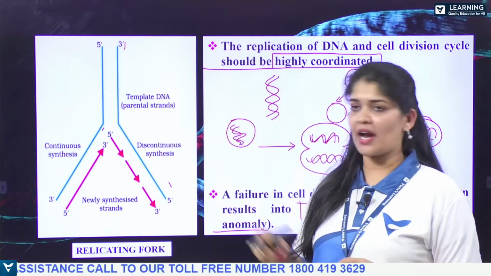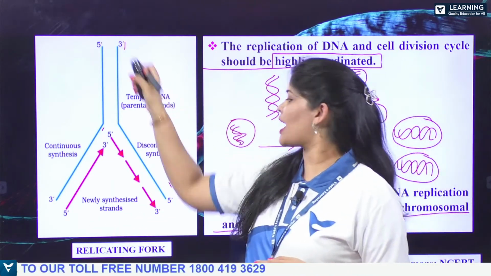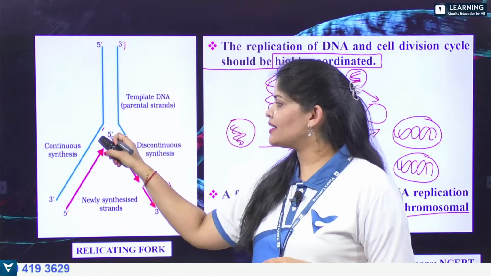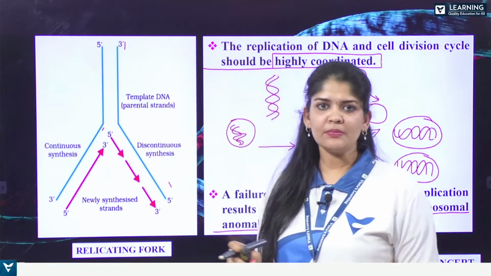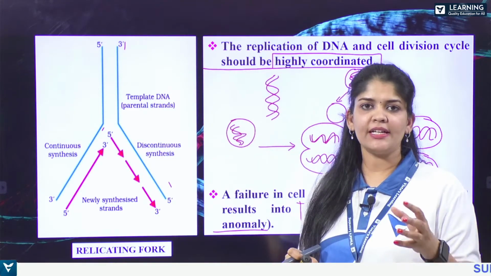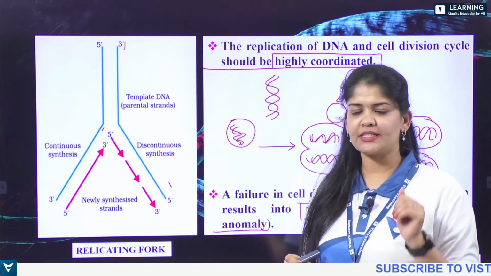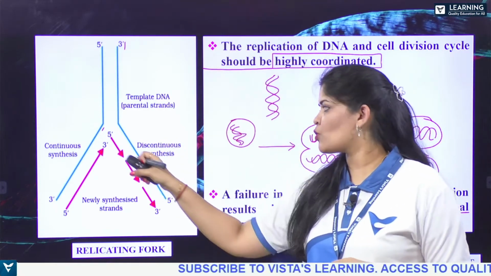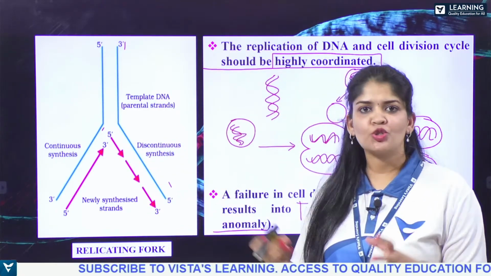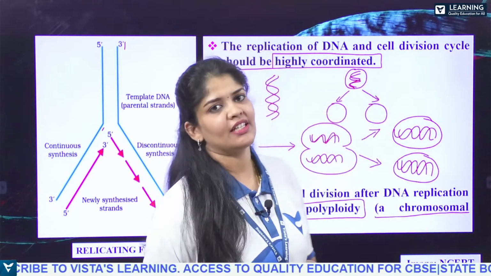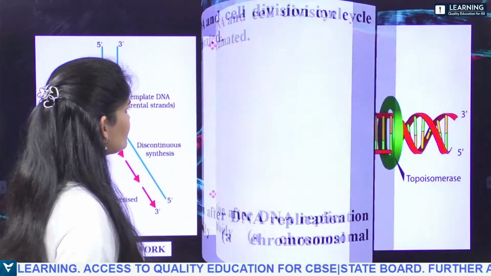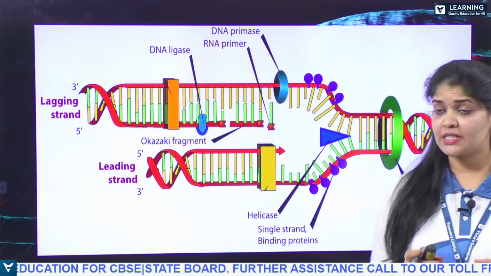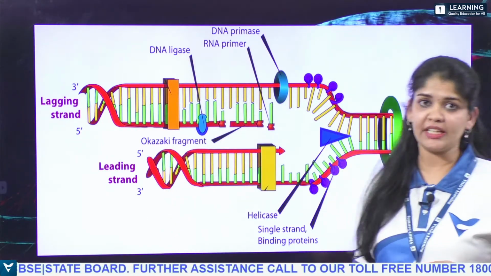Whereas another strand which runs with the polarity of 5' to 3', there the strand shows some complications. That is why it is formed in Okazaki fragments, and we can say this is discontinuous synthesis. And these Okazaki fragments further join together by means of DNA ligase. So this is a picture which represents a complete DNA replication.